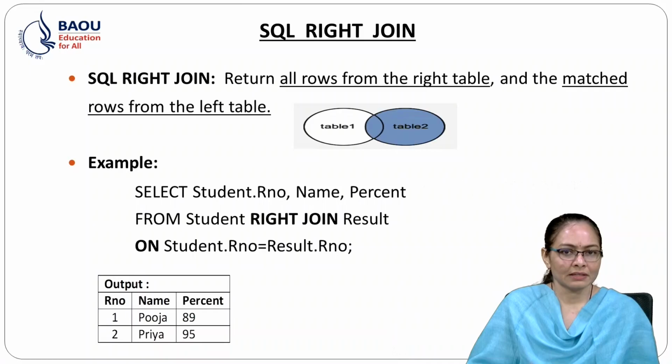Here the right table is the result table. So this query displays all the rows of the result table even if there is no match with the roll number in the student table. See, the output displays the right side table, that is the result table data, which contains roll numbers 1 and 2 only. So it will display roll numbers 1 and 2.